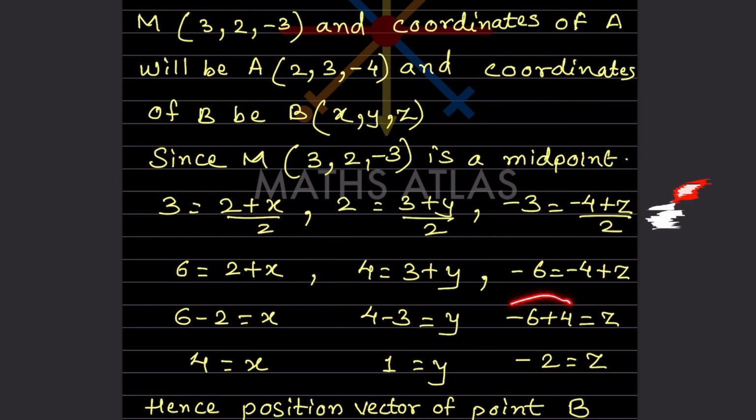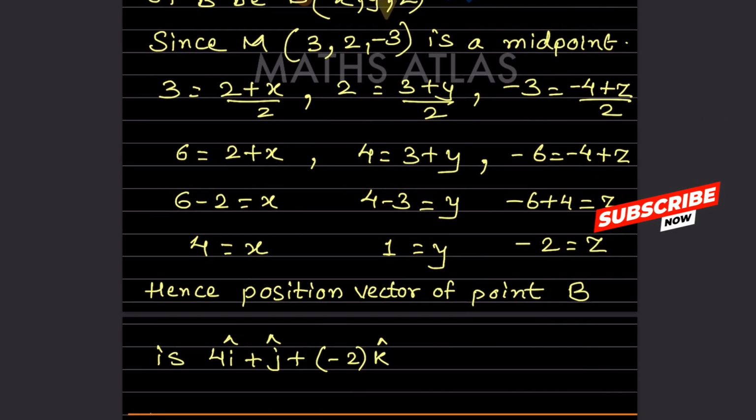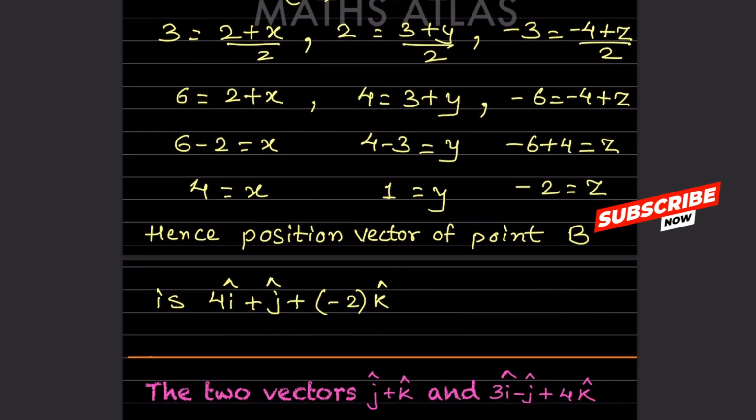That y is 1 and this is going to be minus 2. So we can say, hence, the position vector of point B will be 4i plus this 1, that is just j, and minus 2k. So this is the answer for this one.